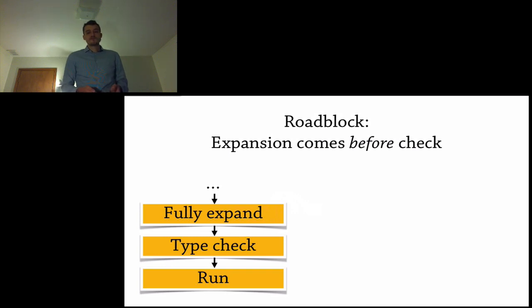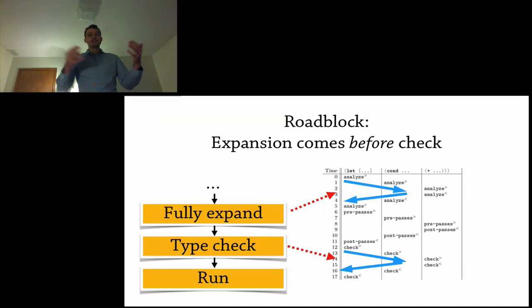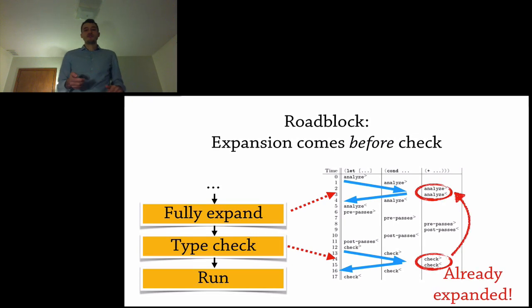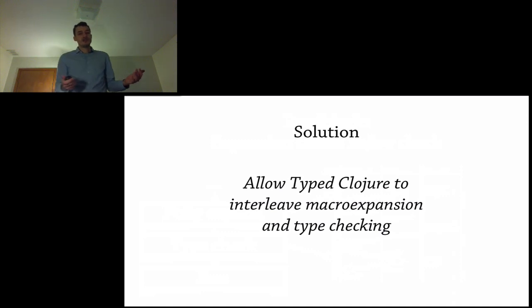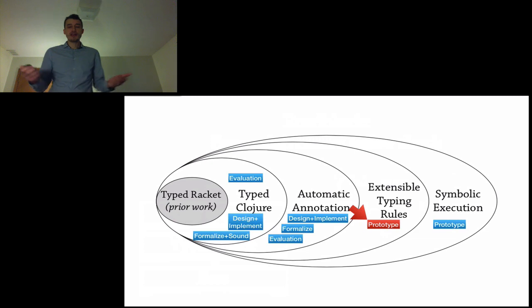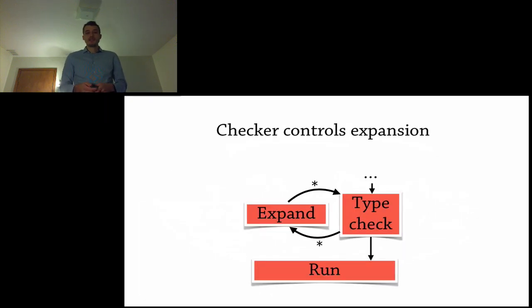So to give you an idea, if you think of these expansions and type checkings as multiple passes over the same AST, then if we expand something up here and then check it again, if we wanted to check something before expansion, well, it's too late. It's already been done. So the problem is, how do we interleave these? So the solution is to allow Typed Clojure to interleave macro expansion and type checking, so it can expand things as it needs. So now let's move to the prototype. The idea is that the type checker gets control over the expansion.